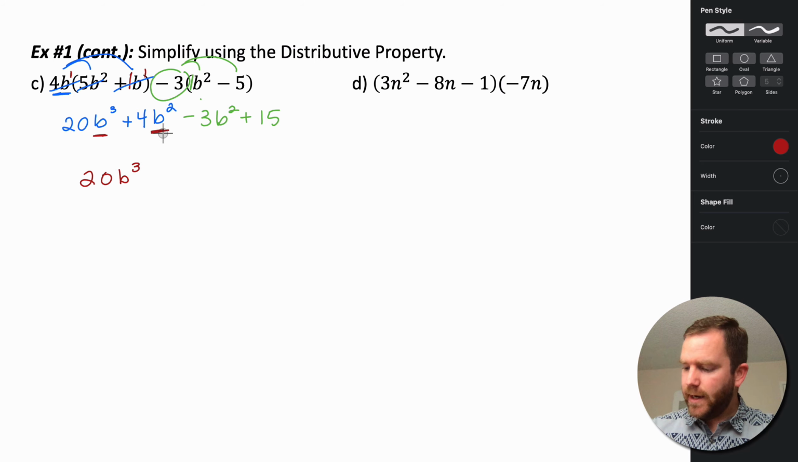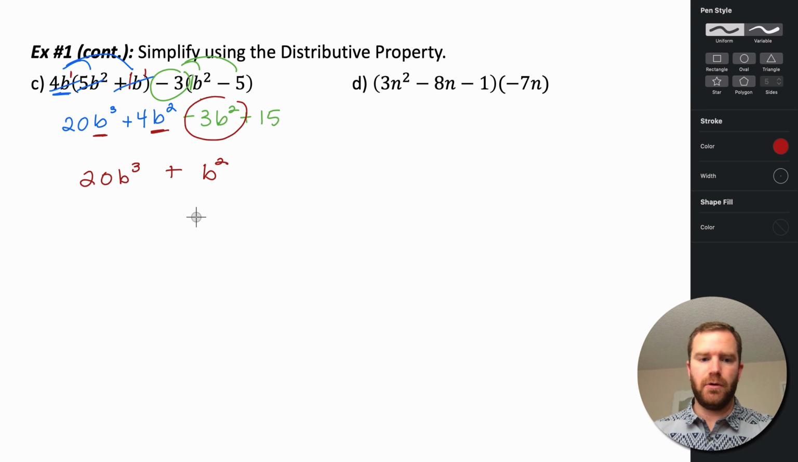We have a b squared. Is there anything else with a b squared? Well, yeah, we have this negative 3b squared here. In order to add like terms, they have to have the exact same variable composition. The variables will remain the same, and you just add or subtract whatever your coefficients are. So positive 4 minus 3 is just 1. So we're just going to end up with a plus 1b squared or plus b squared. And then the 15 has no like terms, so we can just say plus 15. And that would be our cubic trinomial.